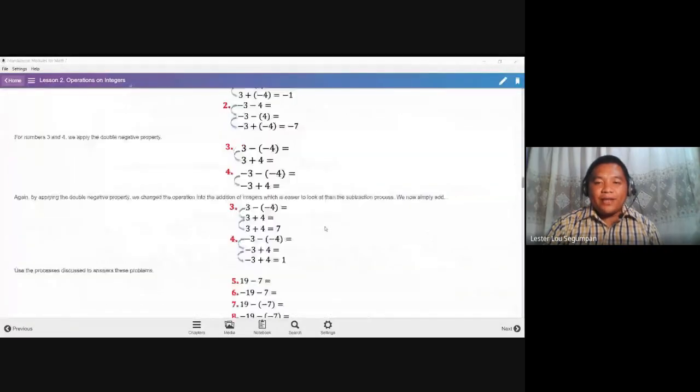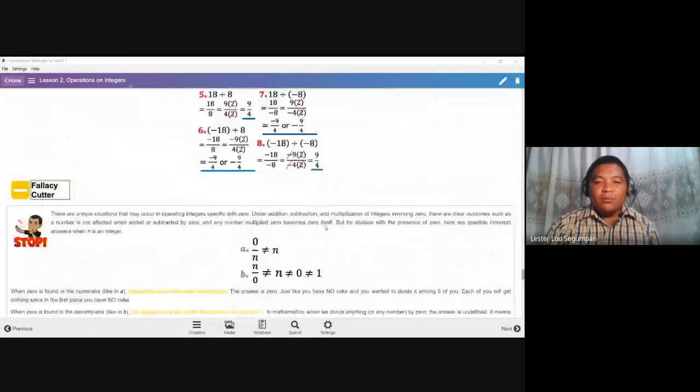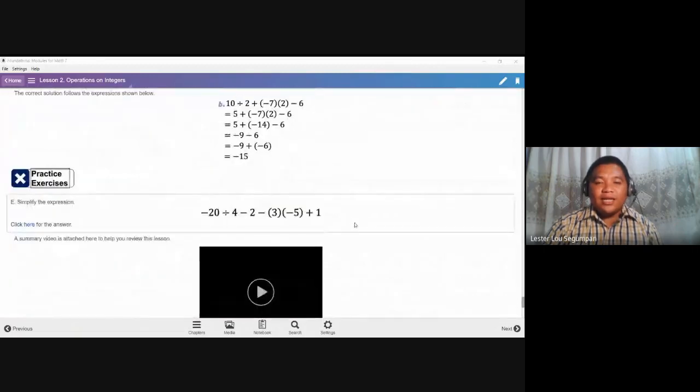As for this video, this is concerned with the possibility of more than one operation in just one expression. So let us go to our material here. This is our material for operations in integers. Practice exercise E includes more than one operation, or let's just say all 4 operations: you have the division, the subtraction, the multiplication, and addition. So to answer this, let us go to another window.